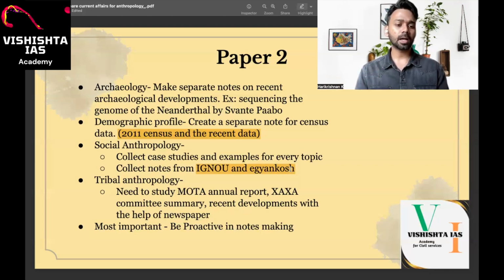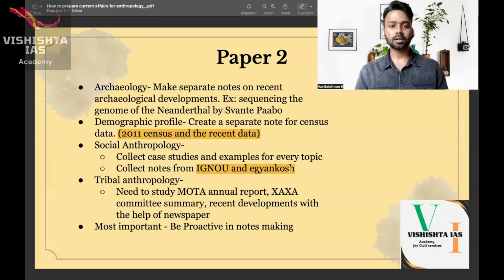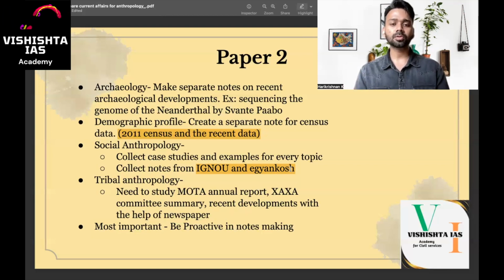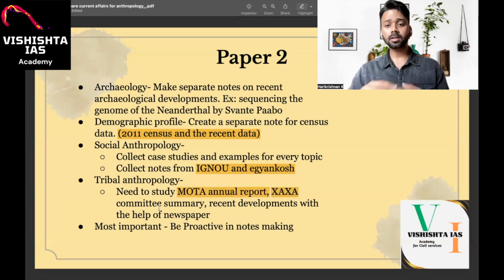When we talk about tribal anthropology, about tribes, the basics and everything, books are already there. Nadeem Hasnain's Tribal India book is there. Apart from that, several other books are also available. However, in order to make your answer unique, you will have to refer to the Ministry of Tribal Affairs annual report, the Xaxa committee report, and any recent development in the newspaper in recent times.